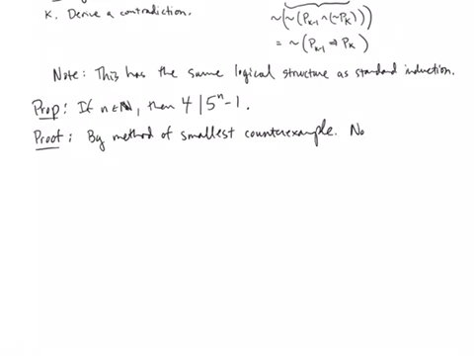So note the theorem is true for n equals 1 since 4 divides 5 to the 1 minus 1, right, because that's equal to 4. So a base case is established.